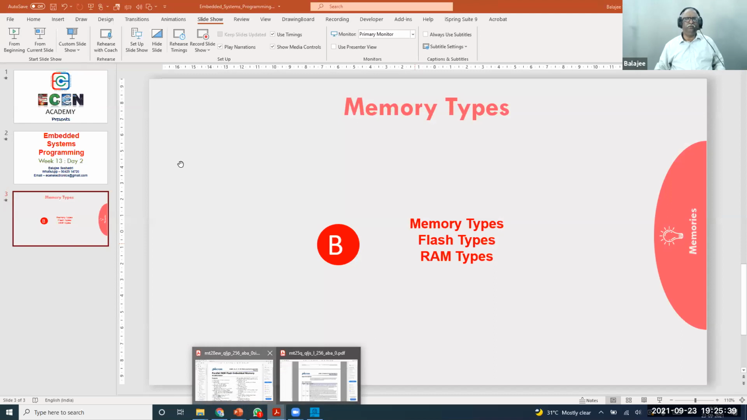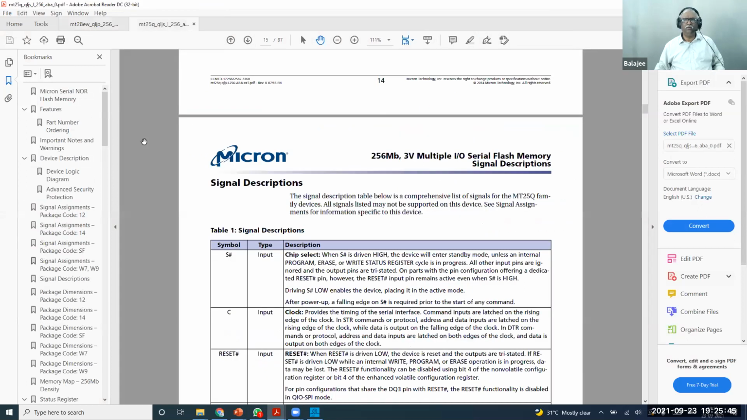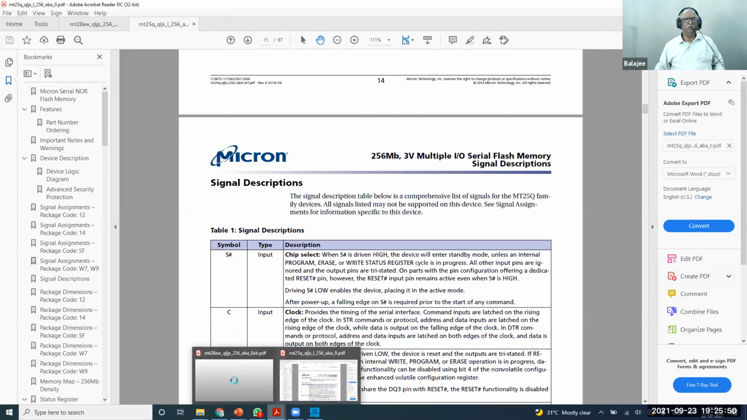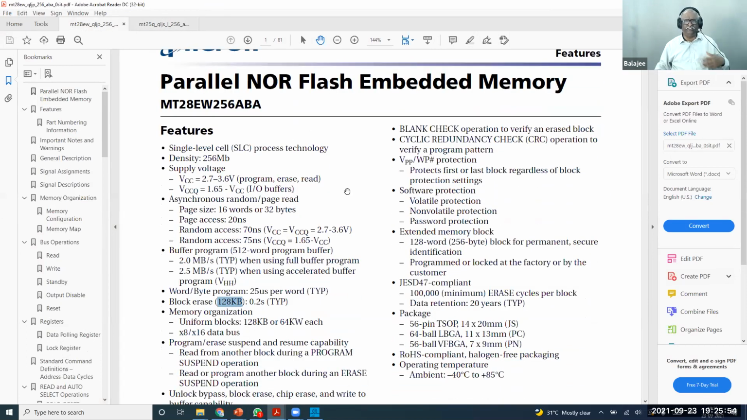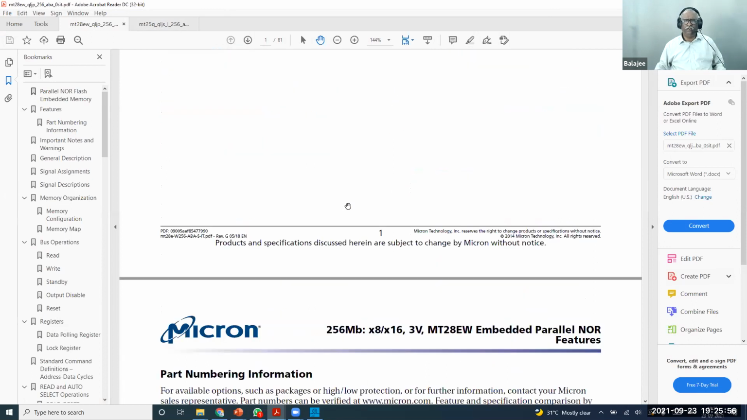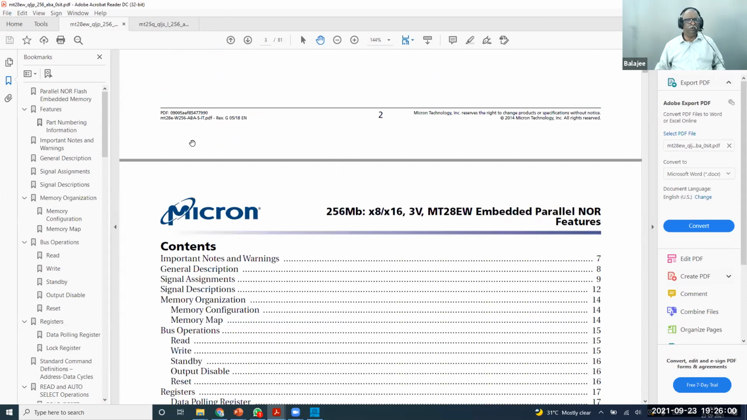Let us take some data sheet. Yeah, now we are going to discuss what is flash. Let us take a timing diagram. We'll go down. Where is it? This is called?